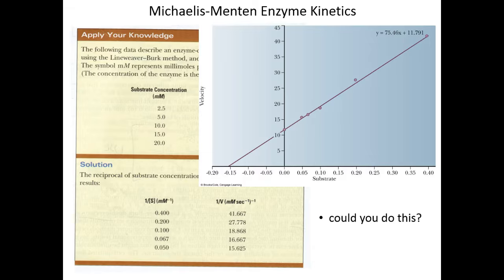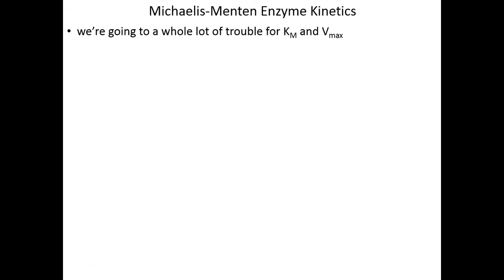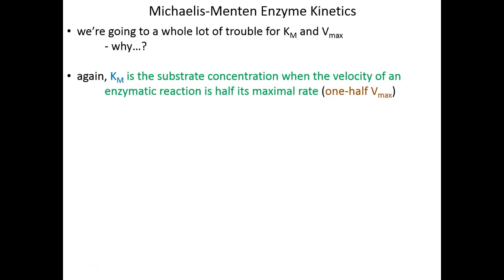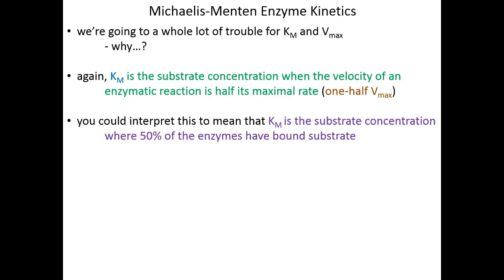So we're going to a whole lot of trouble to figure out Km and Vmax. Why? Well, it's because of how important these values are for understanding the enzyme. Km is the substrate concentration when the velocity of the reaction is at half its maximal rate. Or said another way, it's the substrate concentration when the enzymes are half saturated. So that's where we get at this notion of the efficiency of enzyme substrate binding.